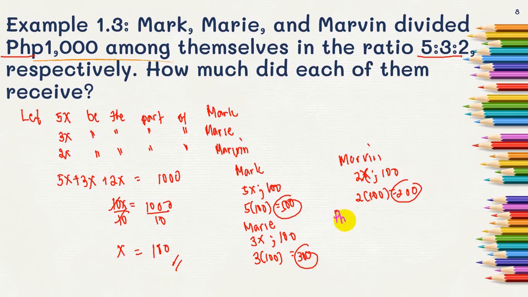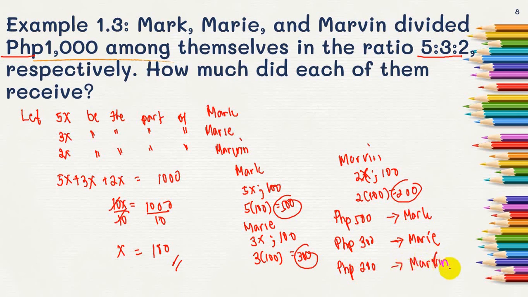So 500 pesos for Mark, then 300 pesos for Marie, and then 200 pesos for Marvin. So these are our answers. So that's the idea of ratio. We are comparing two or more quantities.